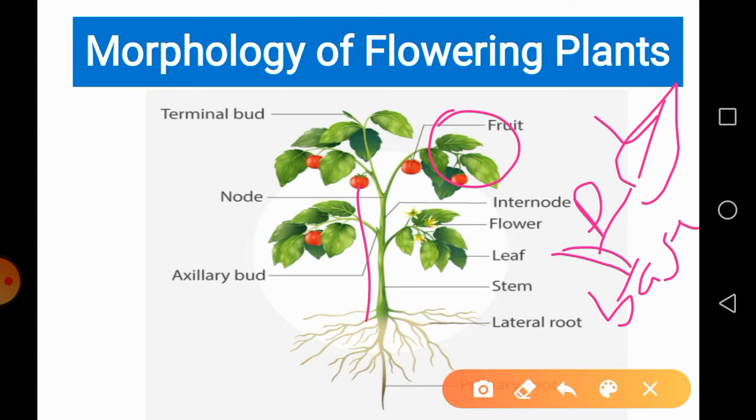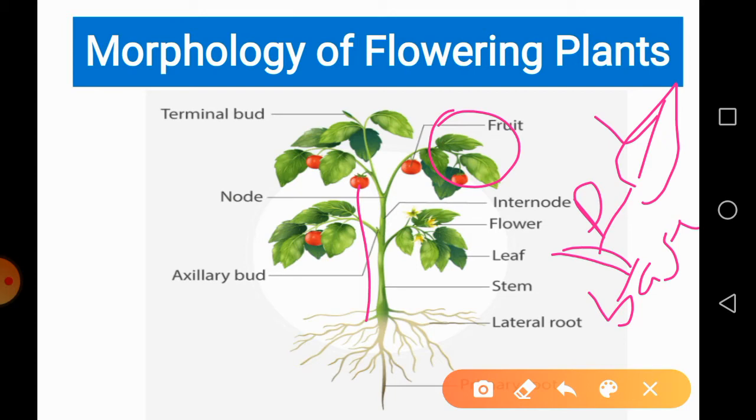The next point is flowers, a very important one. Flowers are the reproductive parts of the plant. Generally their arrangement on the floral axis is called the inflorescence.